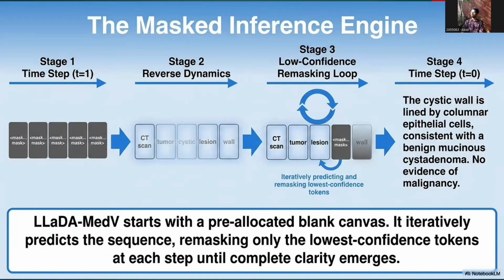Let's look at the engine itself to see how it writes. In stage 1, it starts with a completely blank, pre-allocated canvas full of mask tokens. As it moves through reverse dynamics, it starts generating tokens. The core mechanism is in stage 3, a low-confidence remasking loop. The model iteratively predicts the sequence but purposefully remasks or erases its lowest-confidence tokens so it can try again. It repeats this refinement until stage 4, where complete clinical clarity emerges in the final text.